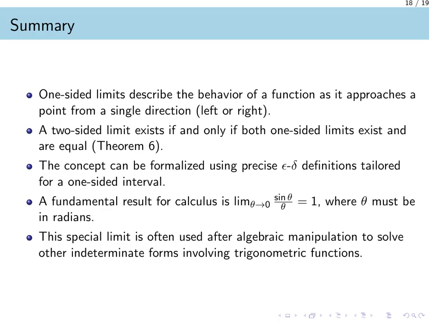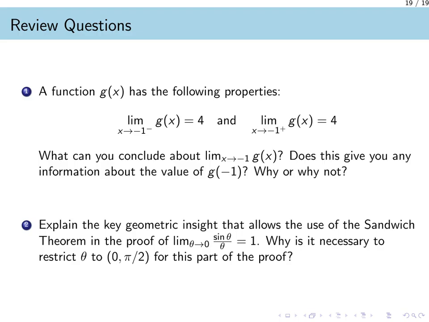While this concept is intuitive, it also has a formal epsilon-delta definition tailored for a one-sided interval. We then use this framework to establish a fundamental result. The limit, as theta approaches 0, of the quantity sine of theta over theta equals 1. This special limit, which requires theta to be in radians, becomes a powerful tool for solving more complex, indeterminate forms involving trigonometric functions. Ultimately, checking both one-sided limits is the definitive way to know if a function's limit exists at a point. Let us use these two questions to check our understanding of how one-sided limits work.